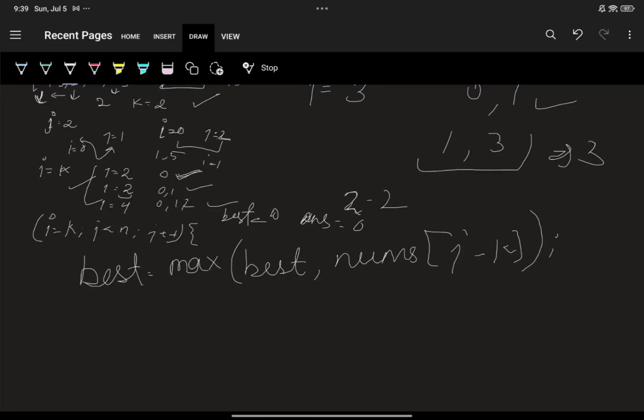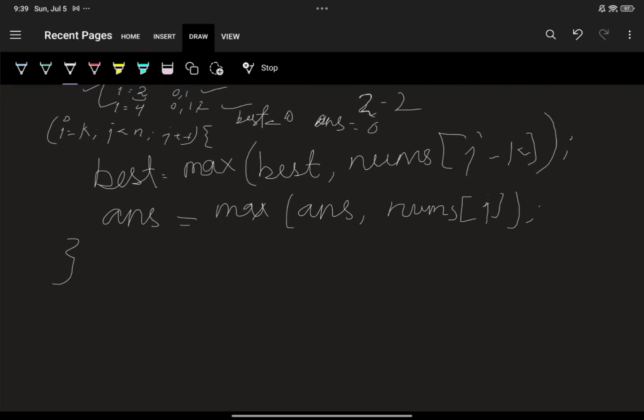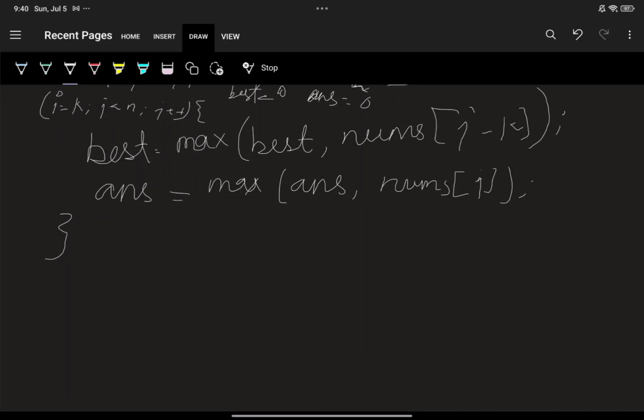So with that pair, answer equals to maximum of answer, comma, nums of j, right? Answer equals to maximum of answer, comma, nums of j. So here now our loop will be completed. So how this loop is running, you understand? Okay, let me tell you once again.